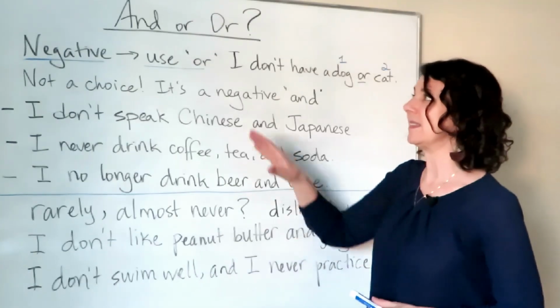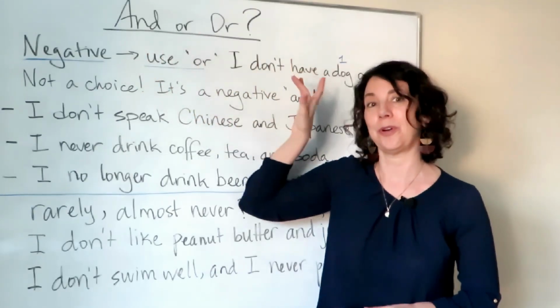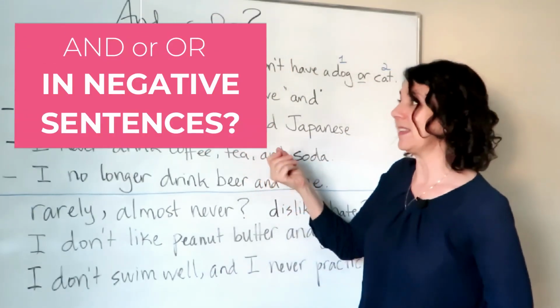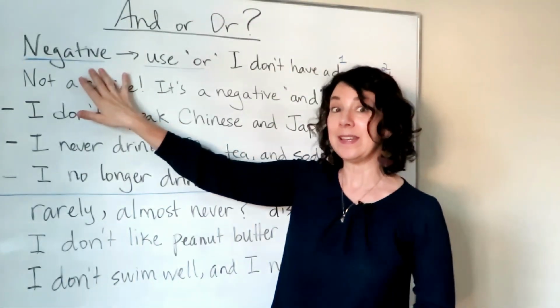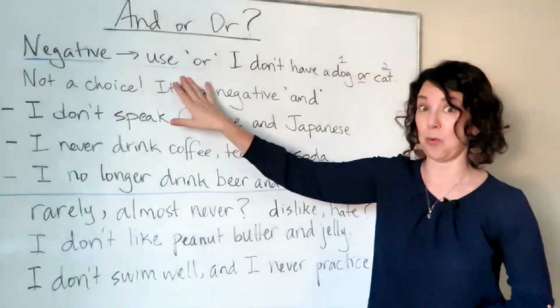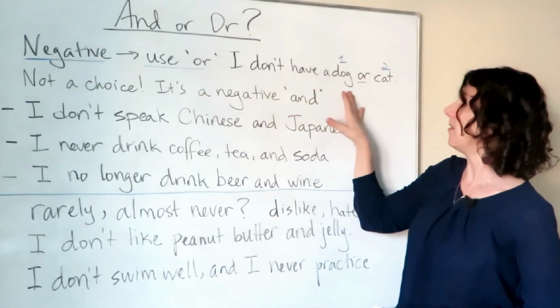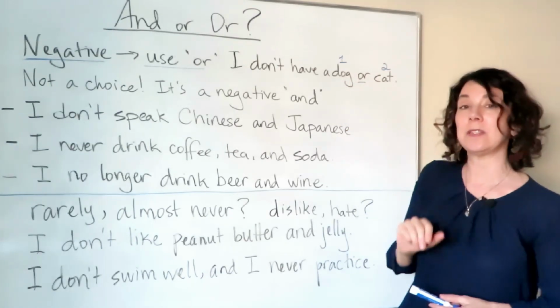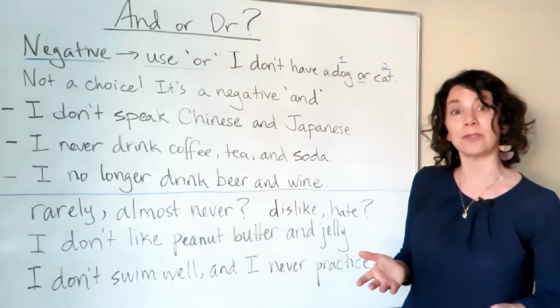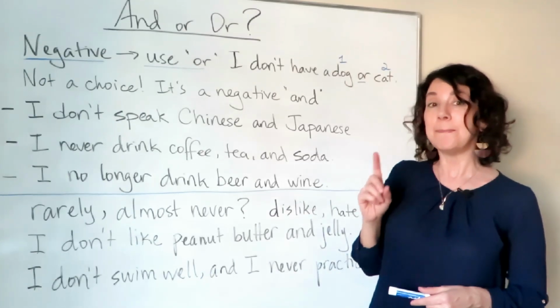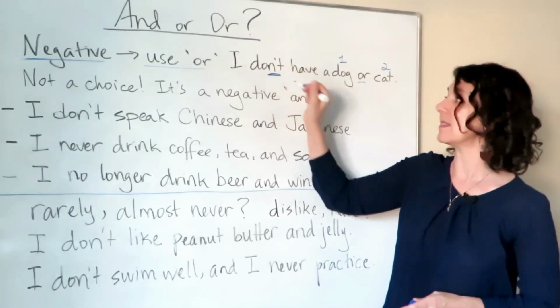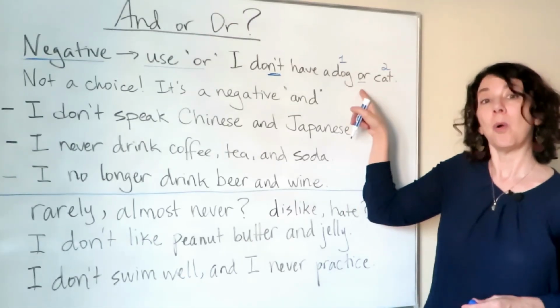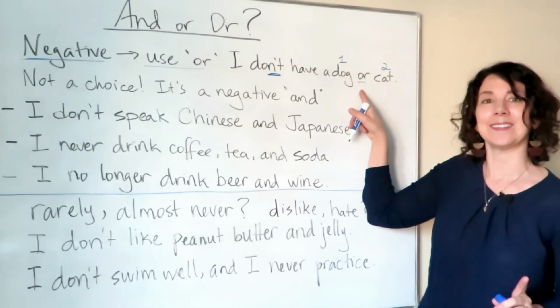The rule is: if you use "and," use "or." So let's look at this sentence. If we have a negative sentence, we're going to use "or." For example, I don't have a dog or a cat. Notice that here we're joining two things, two nouns, dog and cat. But because the sentence is negative, we use "or," not "and."